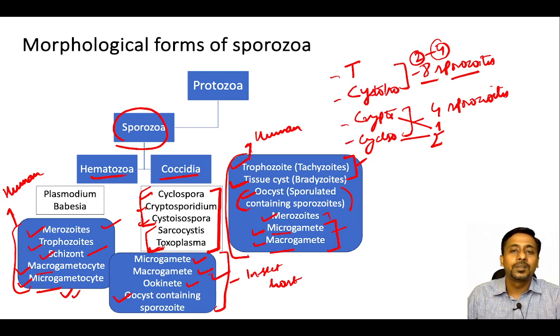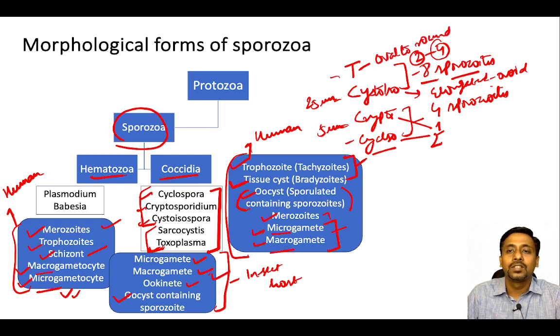The biggest oocyst seen is among cystoisospora, which is around 25 micron, whereas the smallest is seen in cryptosporidium, around 5 micron. Also the oocyst of cystoisospora is elongated or ovoid in shape, whereas in case of crypto it is rounded, cyclo it is circular or rounded, and toxoplasma again it is oval to rounded. So it is elongated only in case of cystoisospora.